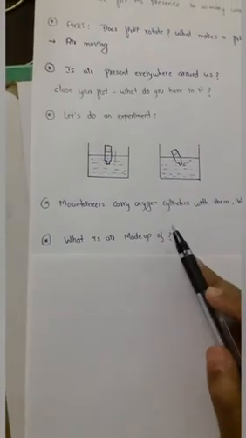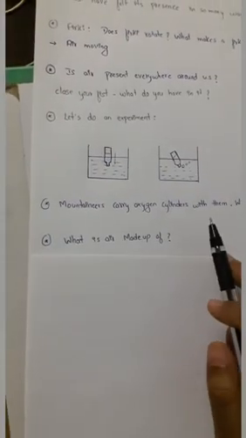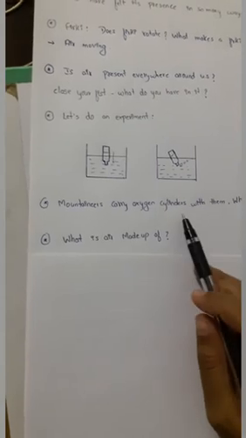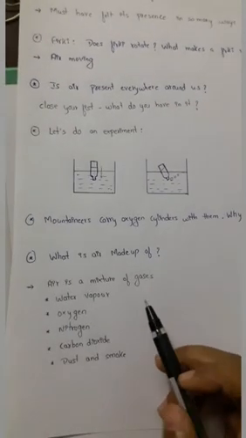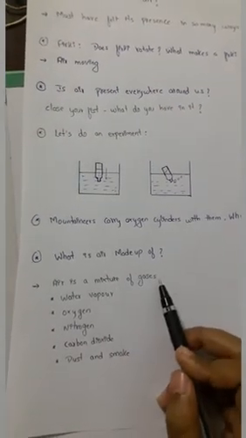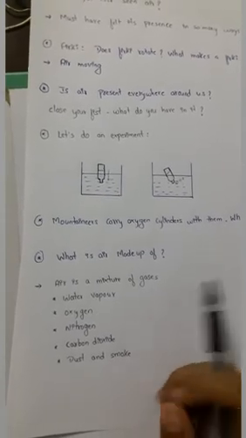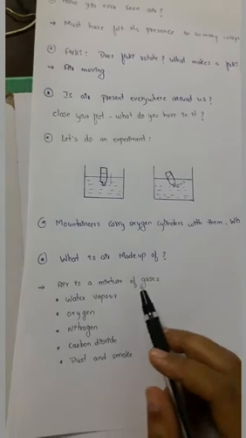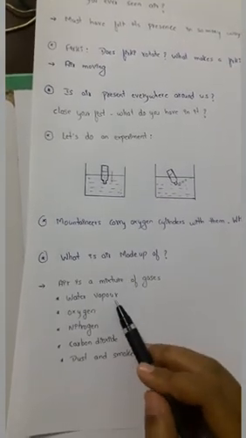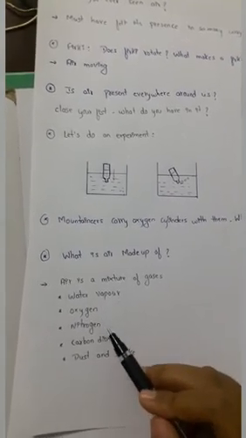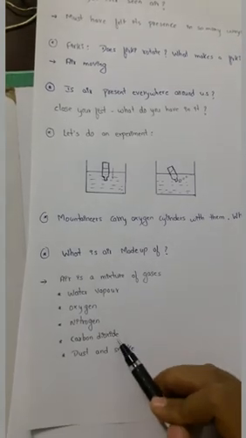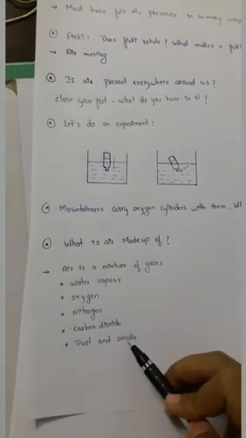So now, what is air made up of? What are its constituents? Let us see. Air is a mixture of gases. In ancient times, people thought that air is made up of only oxygen. But actually, air consists of water vapor, oxygen, nitrogen, carbon dioxide, dust, and smoke also.